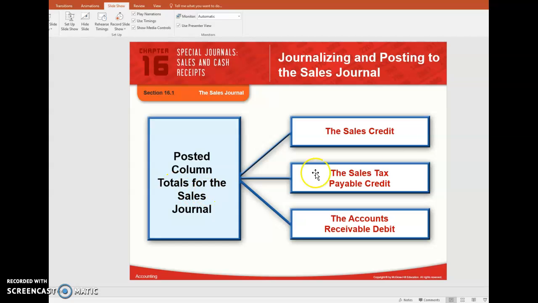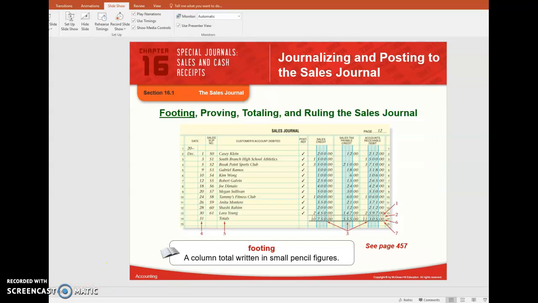Posted column totals for the sales journal: sales credit, sales tax payable credit, accounts receivable debit. Now what happens is when we post, when we go to the sales ledger, we're not going to do each individual person. We're going to total the journal. So when you total the journal, you would go to your sales ledger and post $10,750, and it would be a credit. You would go to sales tax payable, and you would post the total, which in this case would be $555, and it's a credit. And then you would go to accounts receivable, and you would post $11,305 as a debit.